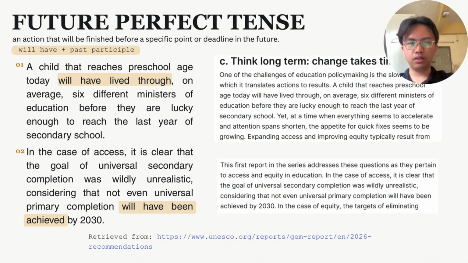The second example is: in the case of access, it is clear that the goal of universal secondary completion was widely unrealistic, considering that not even universal primary completion will have been achieved by 2030.